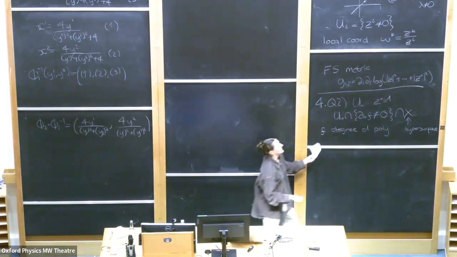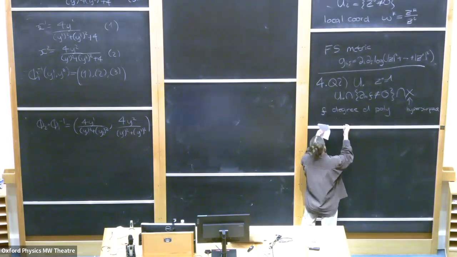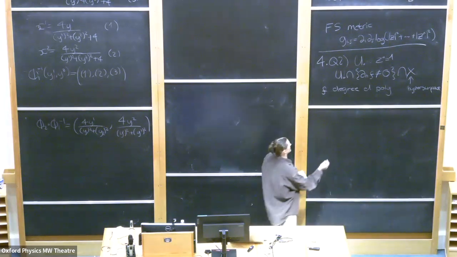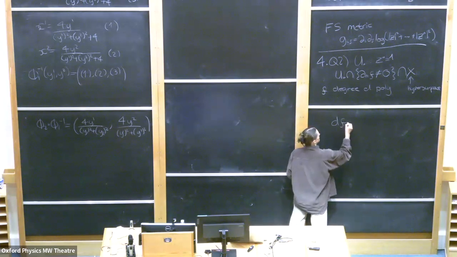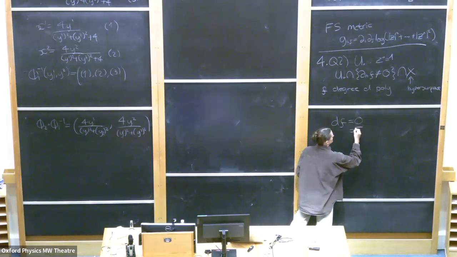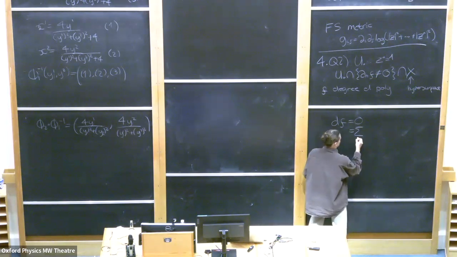And a few extra hints for you. It's going to be important to use the hypersurface condition that df is equal to 0. Remember, this is the sum of the partial derivatives.